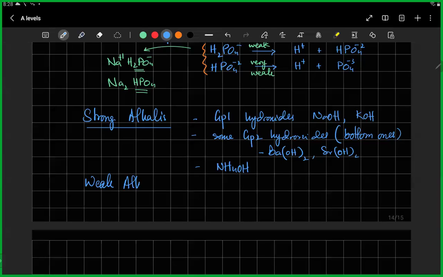Weak alkalis are not going to dissociate that much. So number 1 is ammonia, NH3, which is considered a weak alkali. And amines too, though that's part of organic. Amines are basically molecules that have carbon chains with NH2 attached to them. So you should have an idea which one is a strong alkali and which one is a weak alkali. Keep in mind that the alkalis containing nitrogen are all weak alkalis.